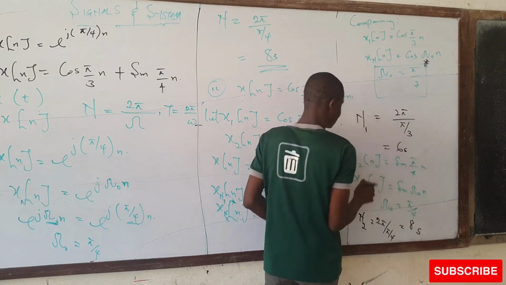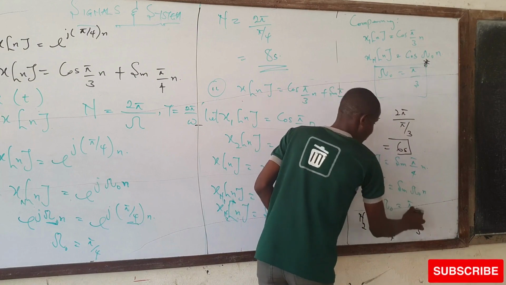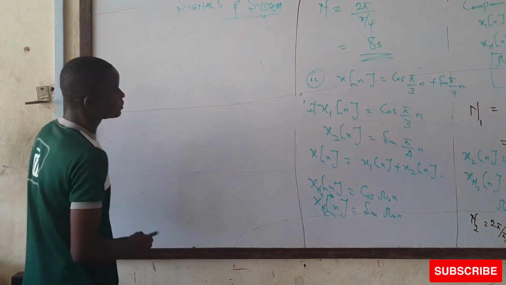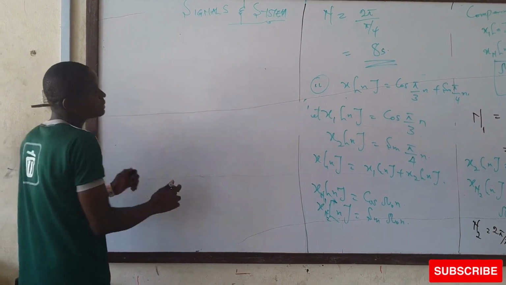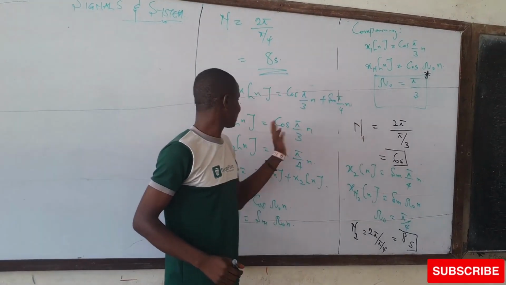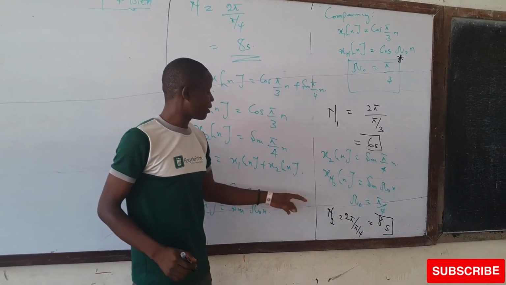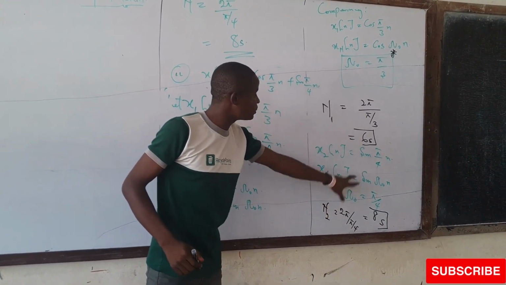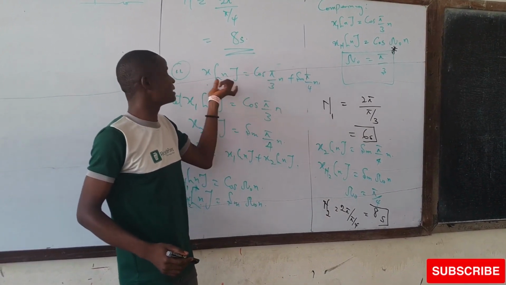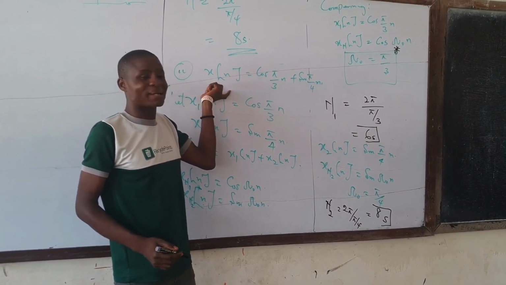This is 6 seconds for this, then 8 seconds for this. So now, let's move on to this. This is a whole signal, but I've broken it down to x1 of n and x2 of n. Now, I need to find a general period for n1, n2, because they are a sum that is given as my signal.